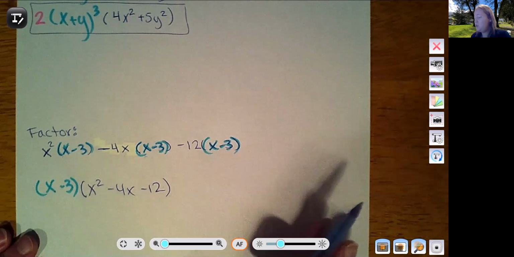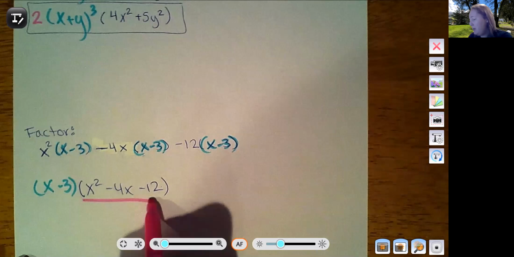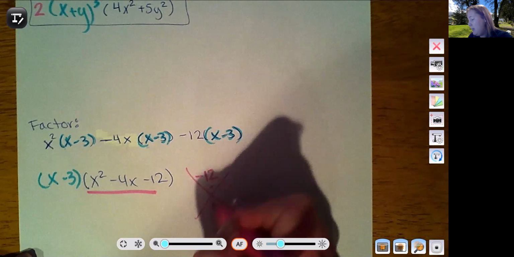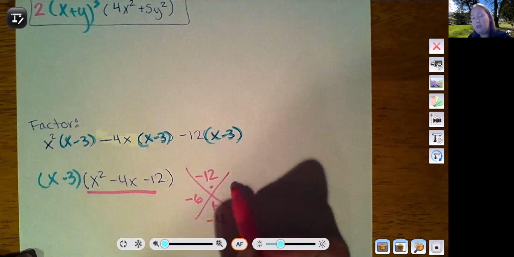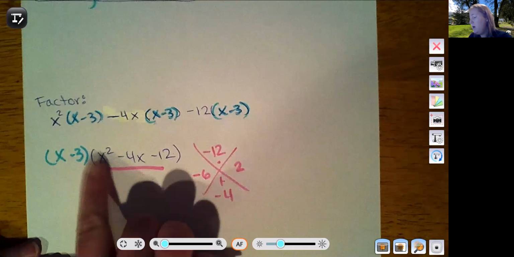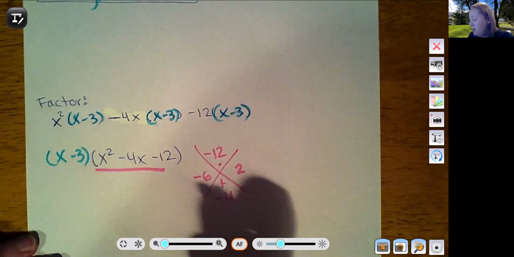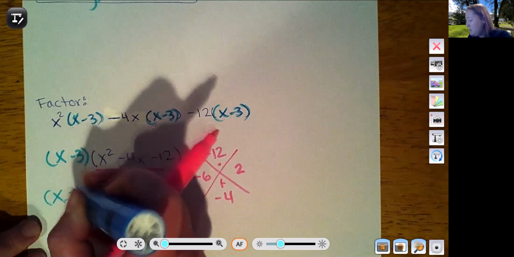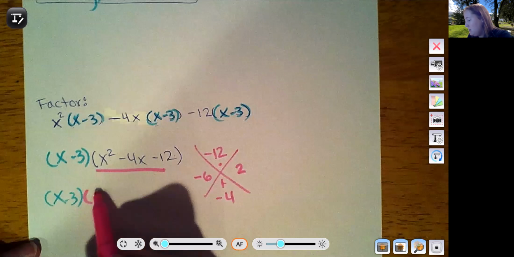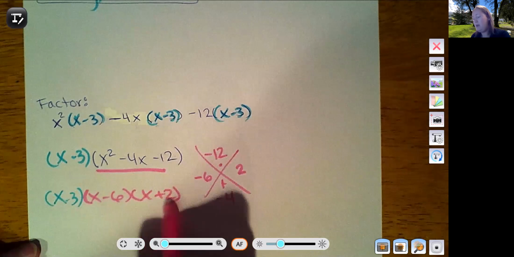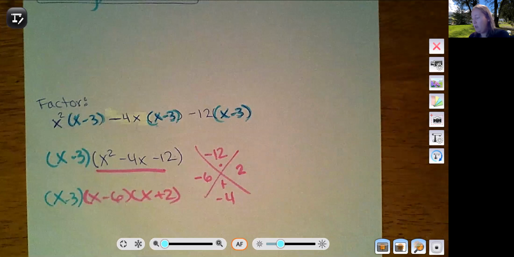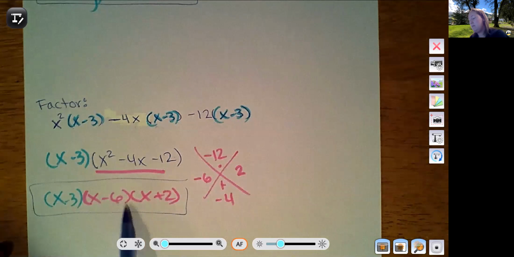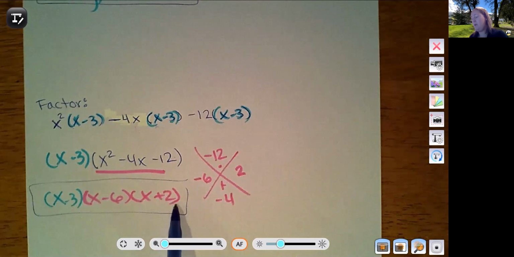But I'm left with this trinomial that can be factored further because there is something that multiplies to negative 12 and adds to negative 4, namely negative 6 and 2. Since my leading coefficient of what I'm factoring here is 1, I do not need to do the grouping. I can go straight to x minus 3 times x minus 6 times x plus 2, and now the expression is fully factored. To check my work, I would multiply these two together and then multiply that result by the x plus 2. All right, good luck.